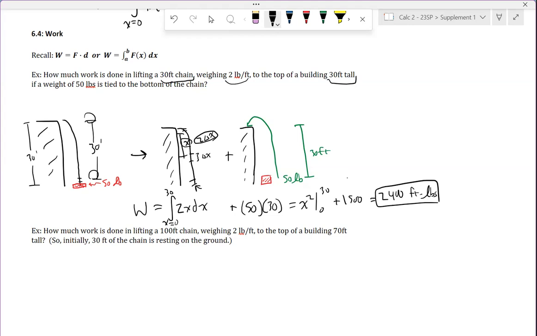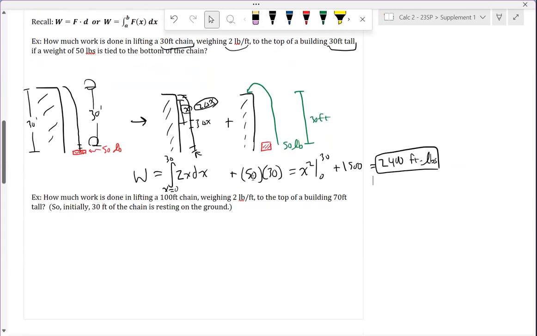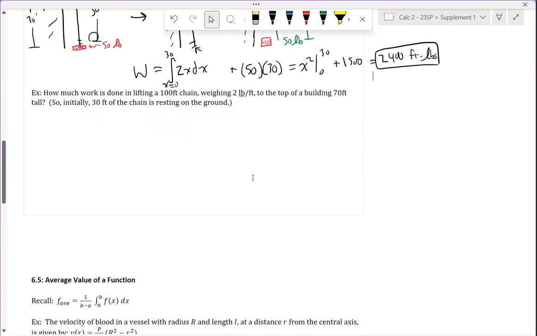Again, you definitely could set this up under a single integral and do it that way. But I think it's just so much easier to break it into two problems like this. I think it makes it easier to see where everything comes from.